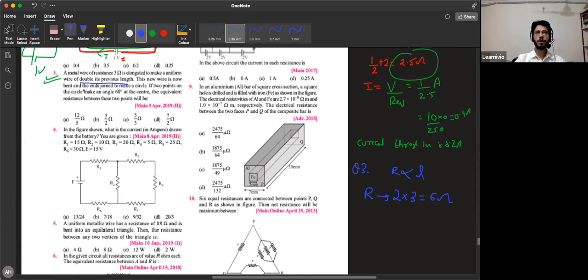This new wire is now bent and the ends joined to make a circle. So he makes a circle out of the wire. If 2 points on the circle make an angle of 60 degrees at the center, you can take 2 points. This is one point A. This is another point B. And this is the 60 degrees.